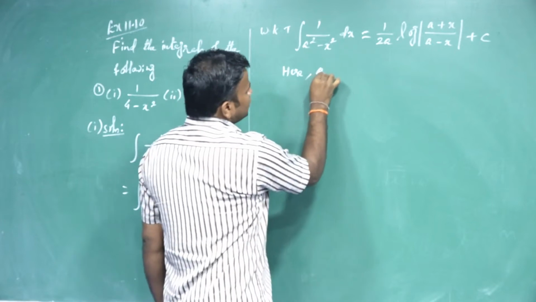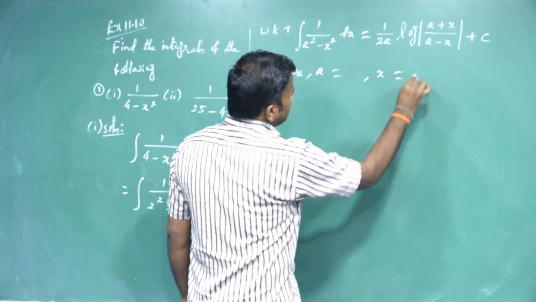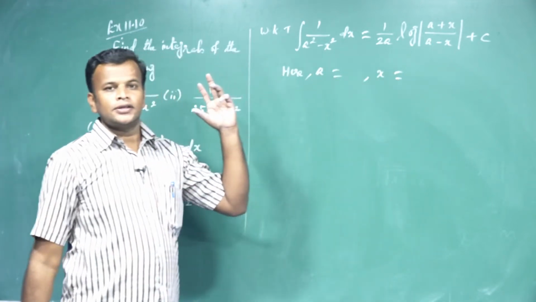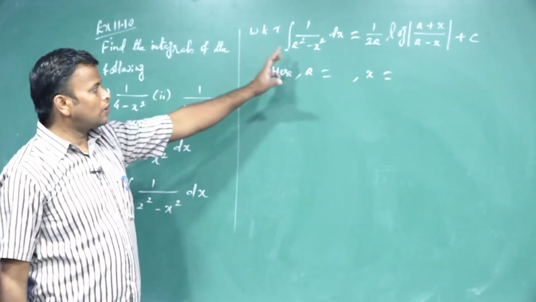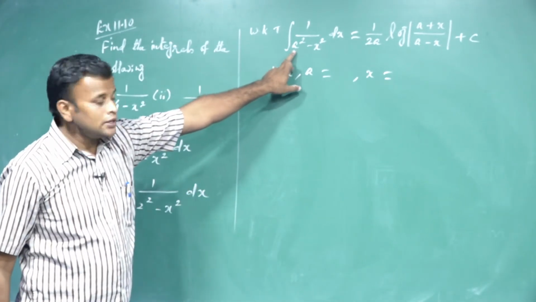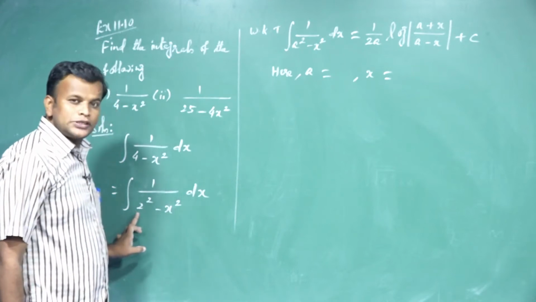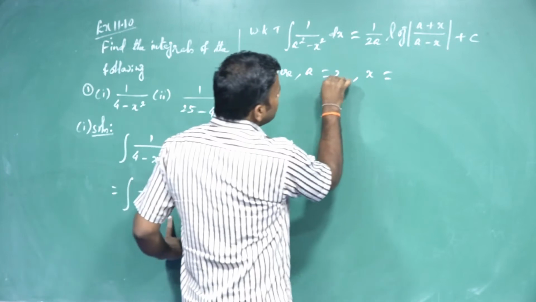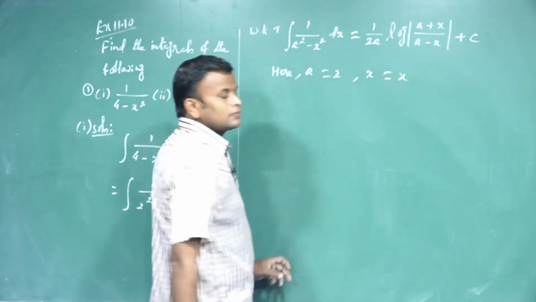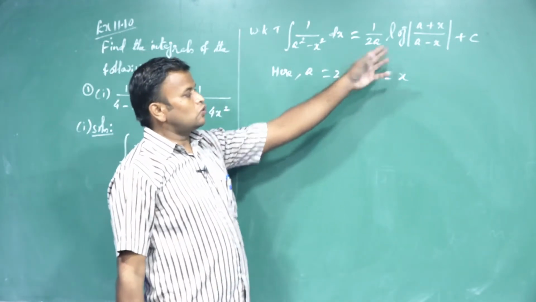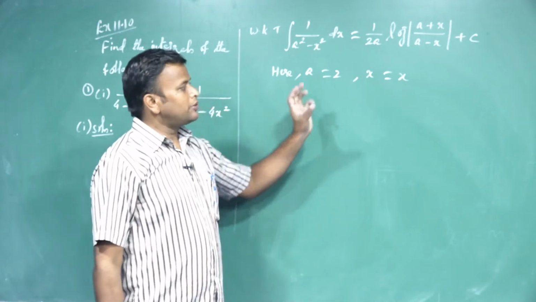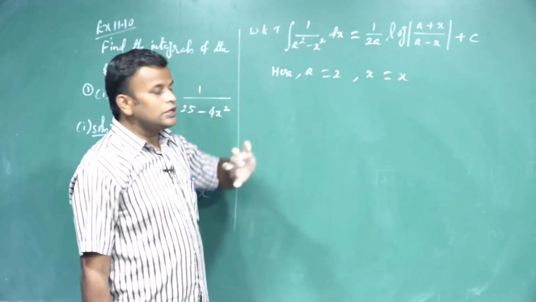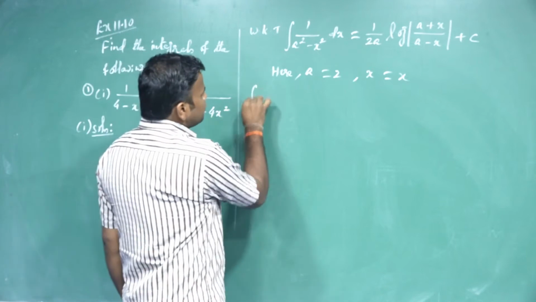Here, in place of a and in place of x, which value is there? To compare to the given sum in the formula, in place of a, 2 is there. And in place of x, same x. So a value is 2 and x value is same x. In some more problems, except x, so many values are there. So in this problem, exactly the value of x is x and the value of a is 2. Now I substitute this value in the formula.